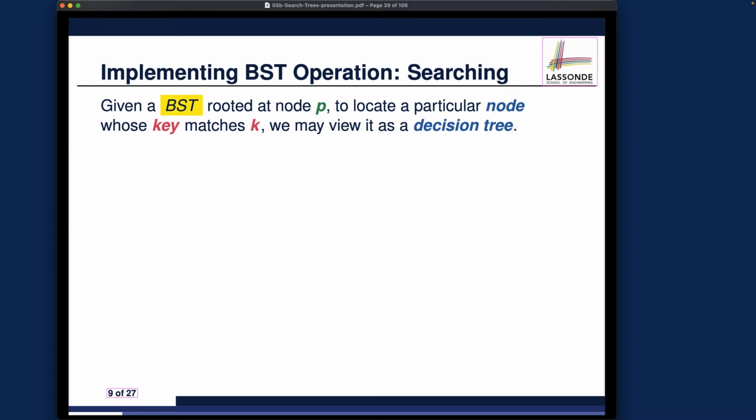The first operation we might perform on the binary search tree, not surprisingly, is to search through it. Let's see exactly how we do it. We are always given some node P, so this will be the root of a certain subtree, and we want to locate a particular node whose key matches K.